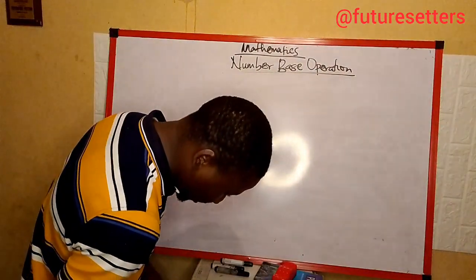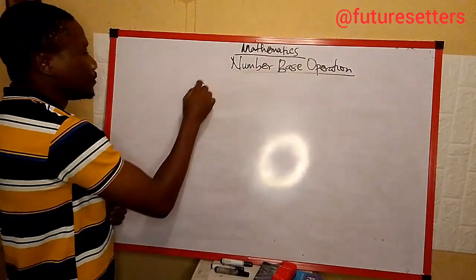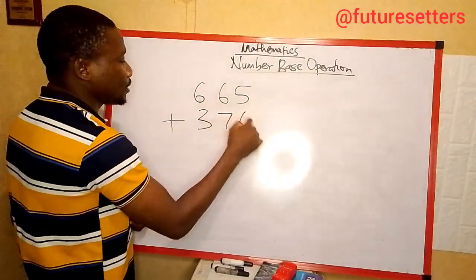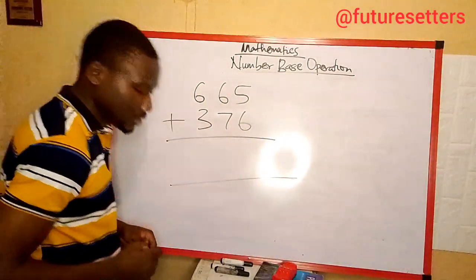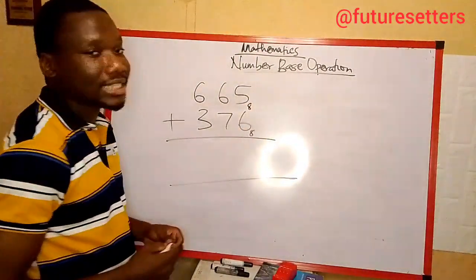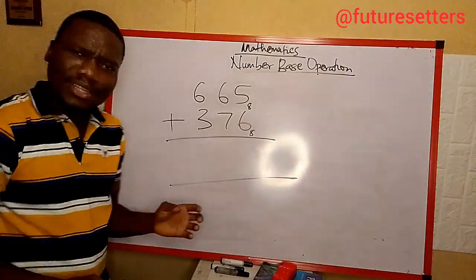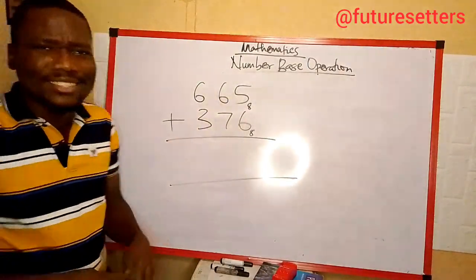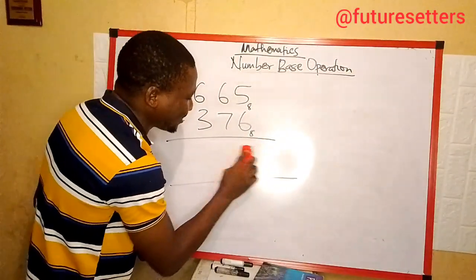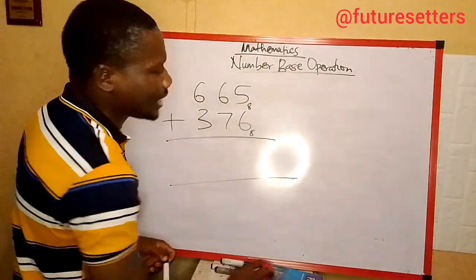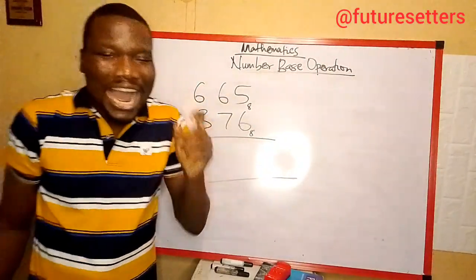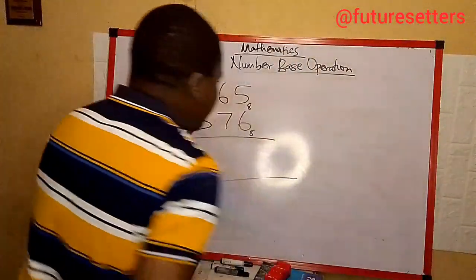So we start addition in octa. Example 1. We are given 665 and 376 to add together in base 8. So what we are doing now is addition in octa. You may ask, should I just add it like this and write 11 here? No, you can't do that. Whenever you are adding in octa, you don't add it like that.